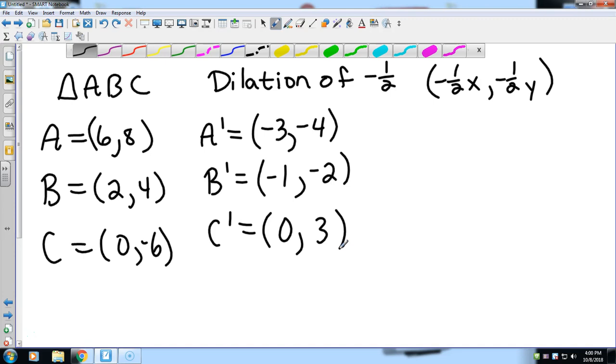And that's about 6 minutes worth. That's about all we have on Chapter 4, Section 5, Dilations. Again, we will do some constructions in class tomorrow.